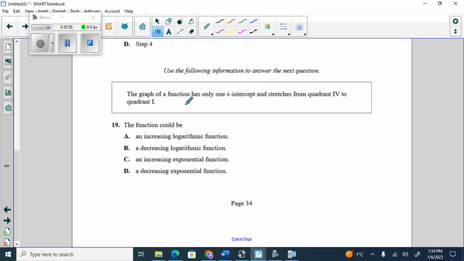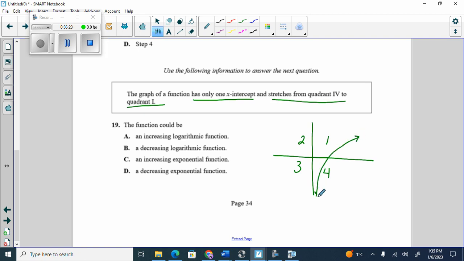So here we have the graph of a function that has only one x-intercept, and it stretches from quadrant 4 to quadrant 1. So it's either exponential or logarithmic. They give you answers here: 1, 2, 3, 4. It stretches from quadrant 4 to quadrant 1. That, my friends, is a log, and it's an increasing log.